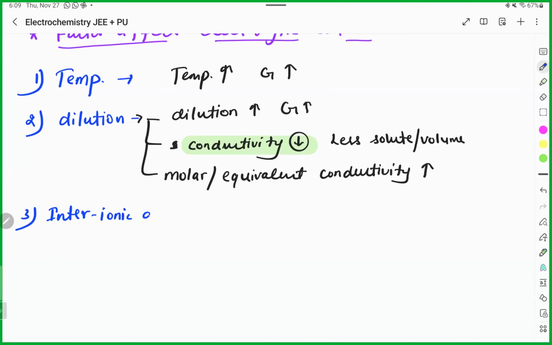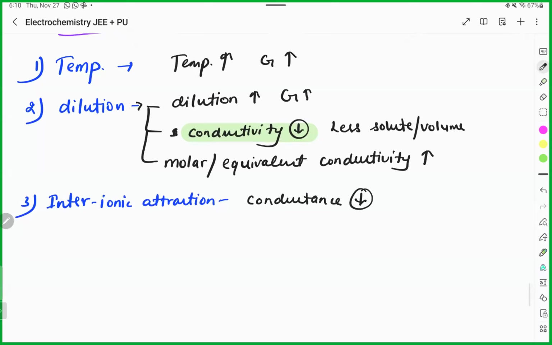It decreases. What decreases? Conductance. Yes, correct. Conductance will decrease, but why? Sir, ions won't be able to move freely. Exactly. When there is more attraction, they won't move freely and conductivity will reduce.